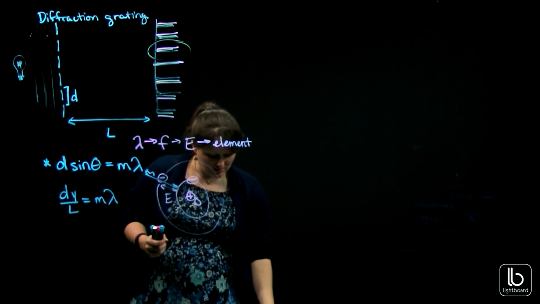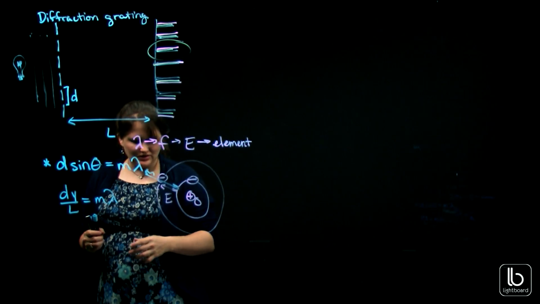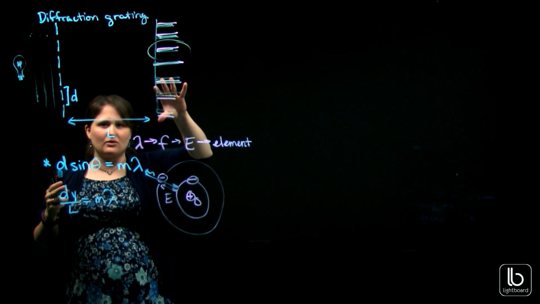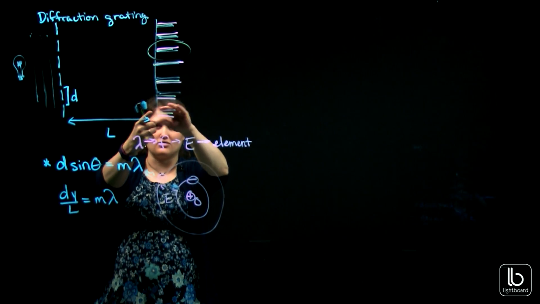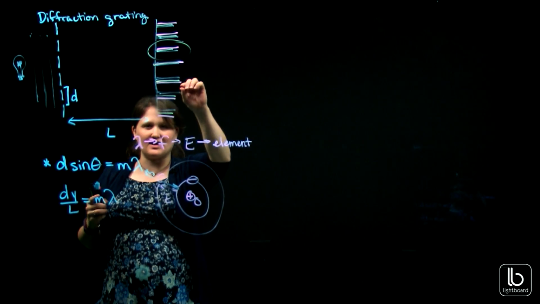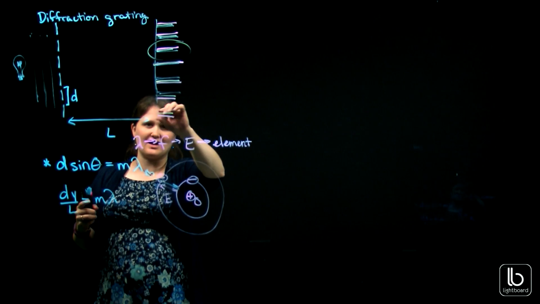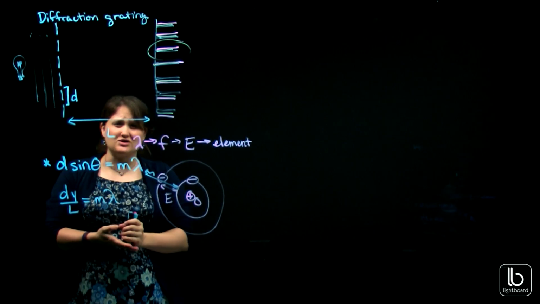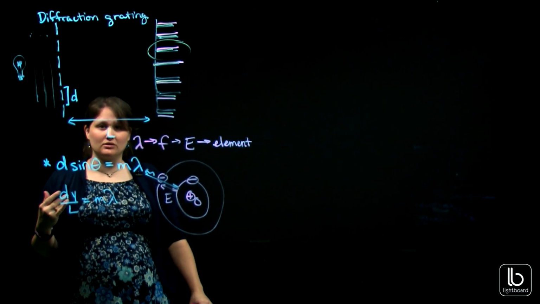Something else that I do want to point out is that as you increase the number of slits, you're going to decrease your line width here. You're not going to have these big fat interference patterns. You're going to have really skinny, bright interference patterns. So a good diffraction grating will usually have hundreds of lines per millimeter.